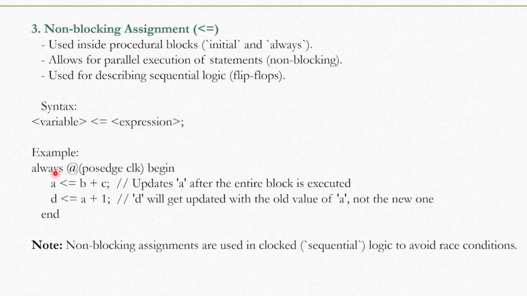In this example, inside the always block, we write two non-blocking statements. First one is a <= b + c. Second one is d <= a + 1. It means the first statement updates a after the entire block is executed. In the second statement, d will get updated with the old value of a, not the new one. It means the execution of the second statement doesn't depend on the execution of the first statement. So the value of a in the second statement doesn't depend on the value of a in the first statement. Note that non-blocking assignments are used in clocked logic to avoid race conditions.